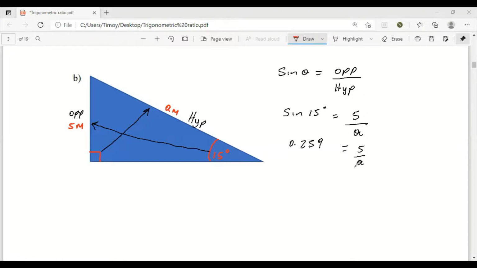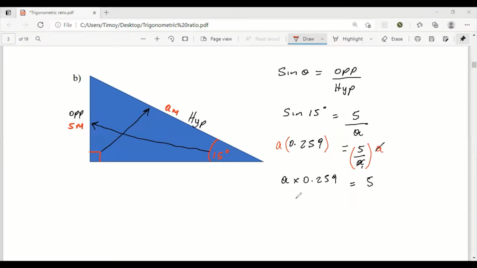From here, note that the unknown that we want to find is in the denominator. So our first objective is to transfer this unknown value, which is A, into the numerator. We can do that by multiplying both sides by A. So on the left we'll end up with A times 0.259, and on the right A into A will give us 1, so what we're left with is just 5.